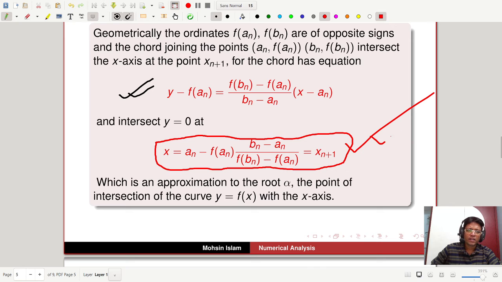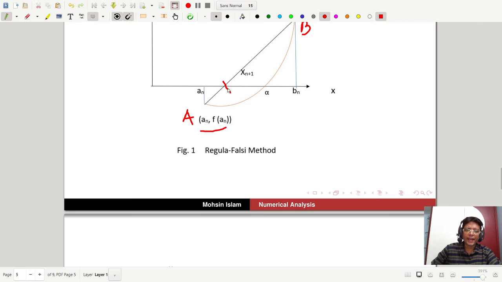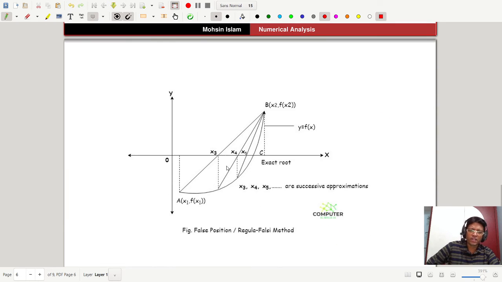And these are the iteration steps. Again, if you calculate x_{n+1}, and if your ordinate f(x_{n+1}) is negative, then the root lies between this and this, and so on. You can approximate. Look at that: there are several approximations starting from x1, f(x1) joined by the chord AB, then x3 again joined by BC, and so on, and it converges to the exact root on successive approximations.